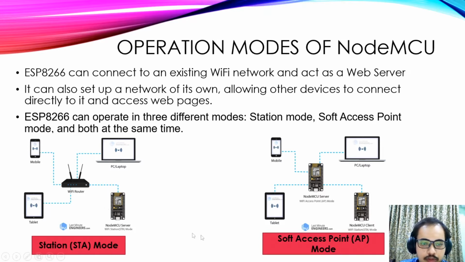We can use both modes. Actually, we use the third mode to create the web server. The maximum number of stations connected to the access point is around 5. Only 5 things can connect to the NodeMCU server.